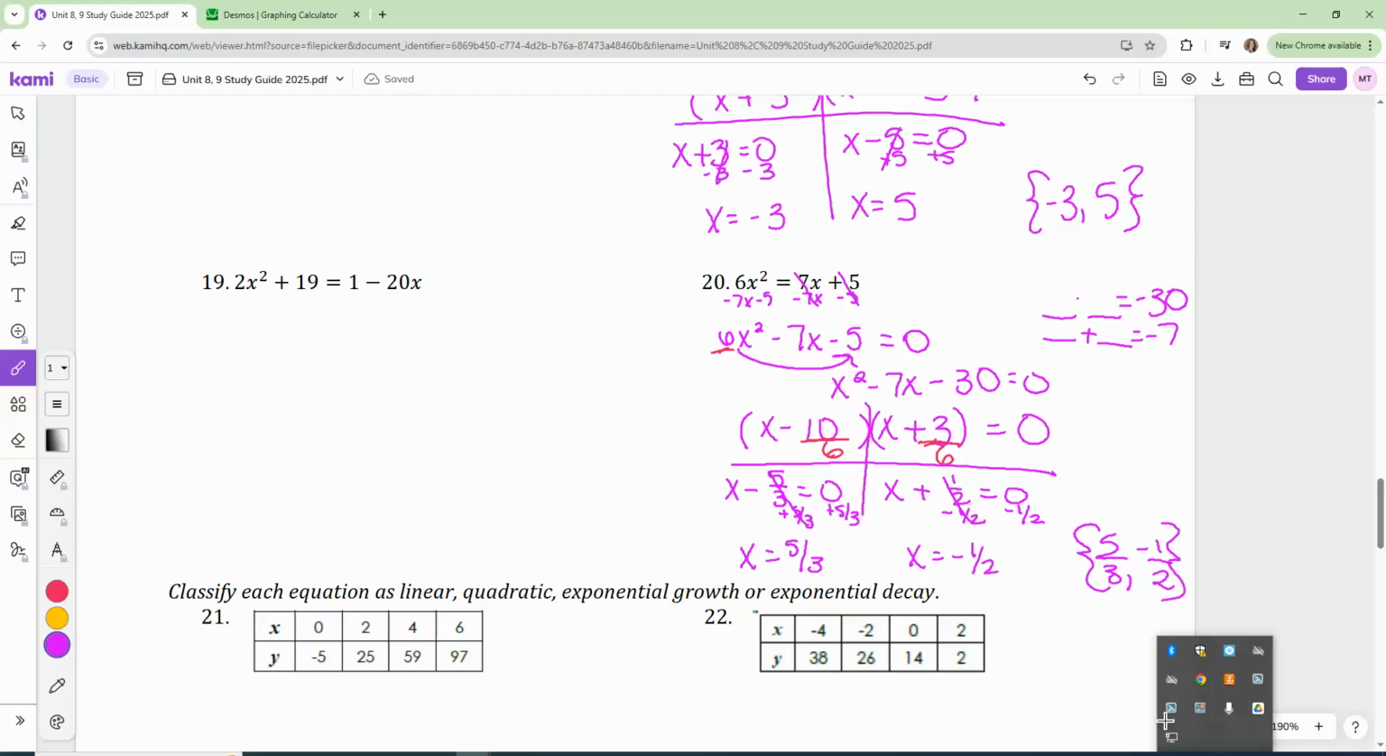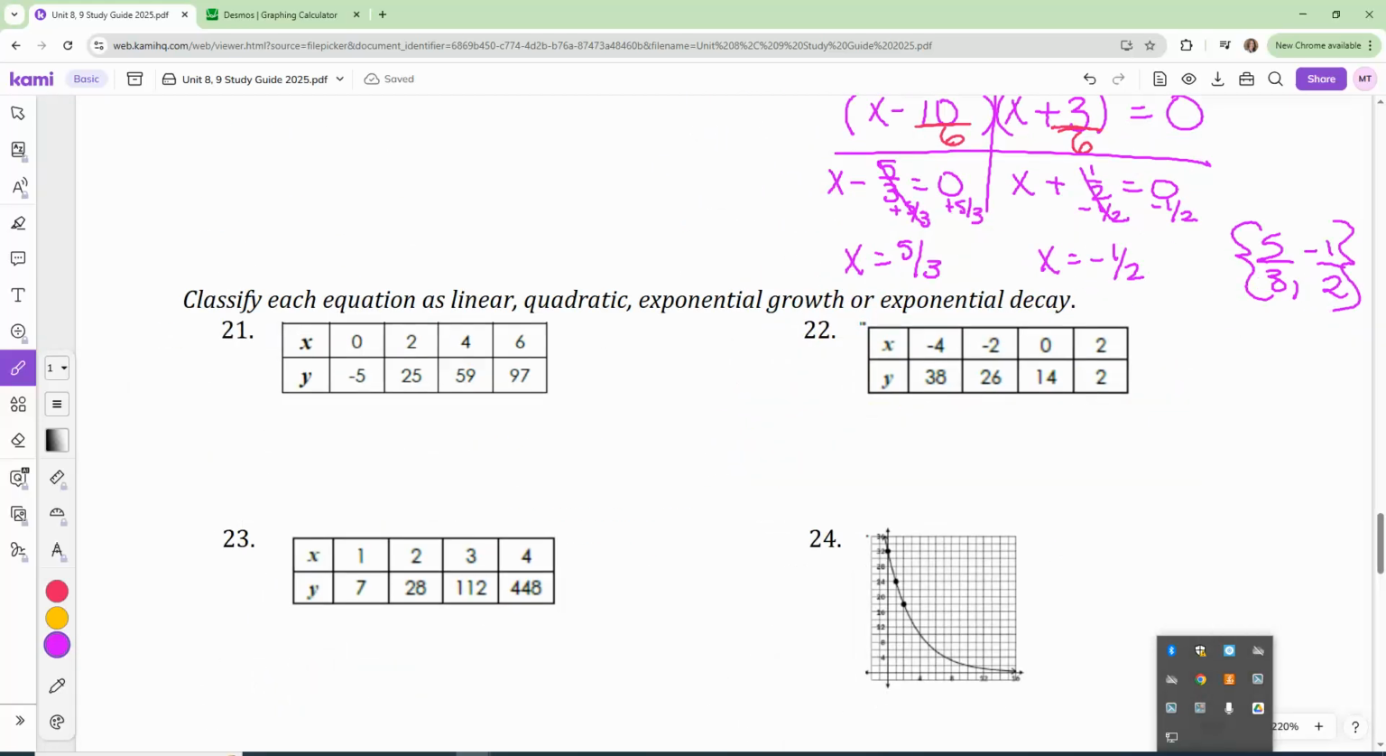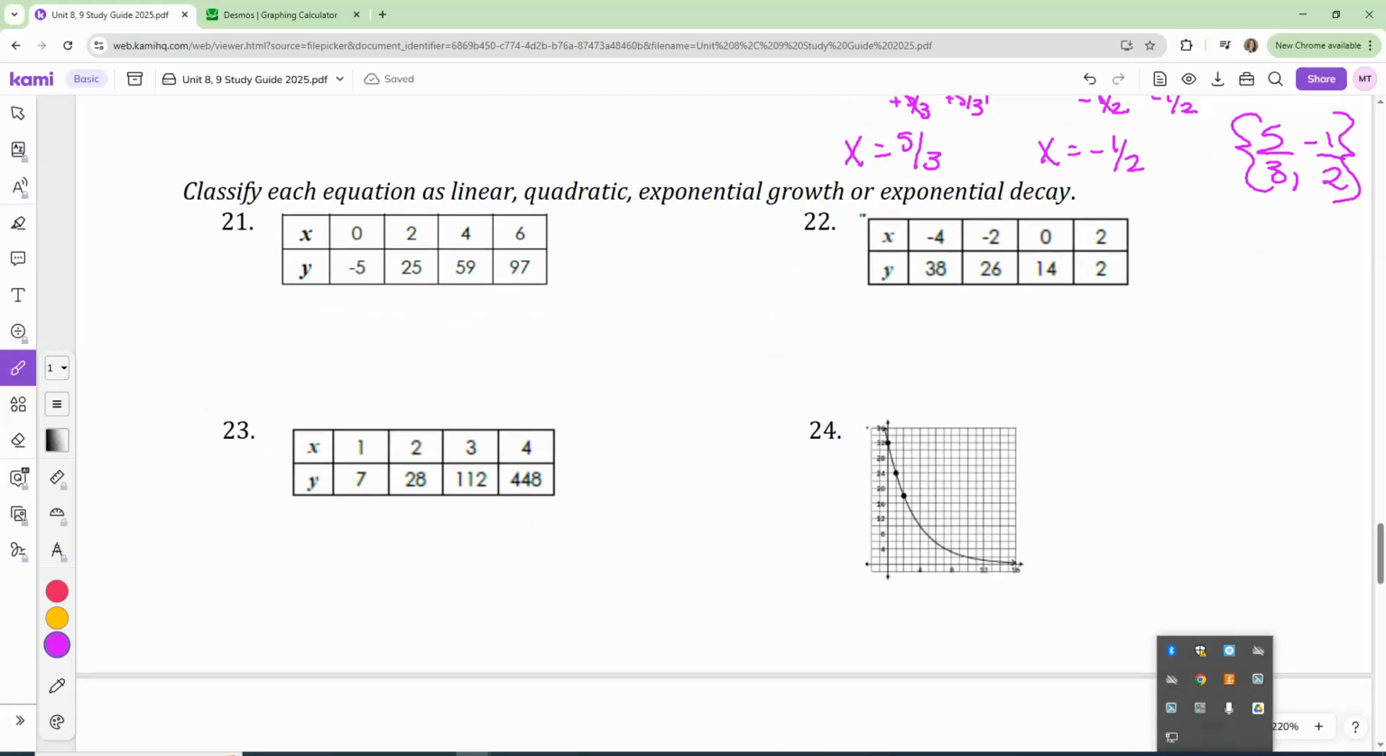I would like to review a little bit here. So on these, we talked about using Desmos. 24 we can tell is a graph. Remember, linear is a line. Quadratic is a parabola. Exponential growth or decay is either a curve going up or a curve going down. So what's 24?